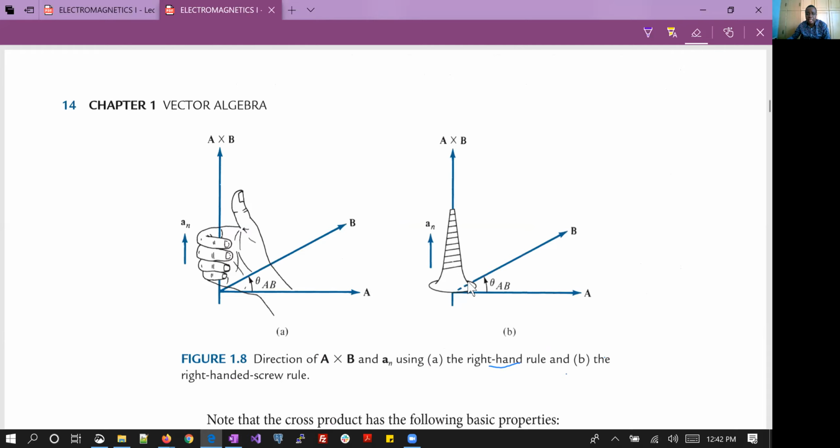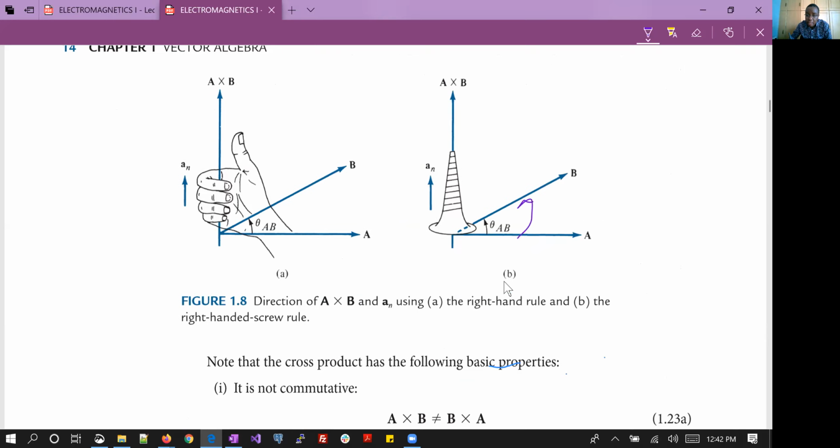And of course, this is the idea of the screw. You are moving the screw up from A to B. Or you can also use the right-hand screw rule: assume you are holding a wire and your hands are moving from A to B, so they are moving from here to that, and the thumb is facing up. That would represent the direction of the cross product.